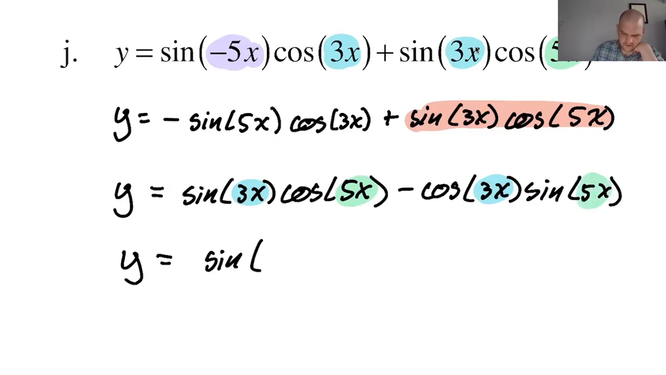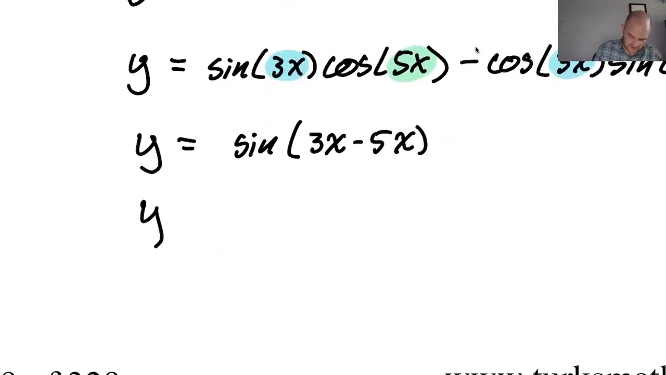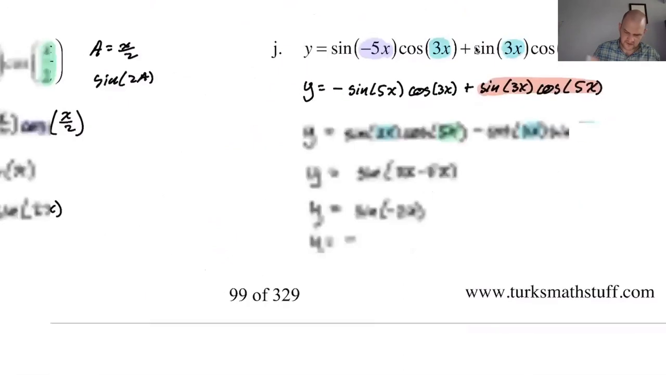All right, so this is going to be the sine of 3x minus 5x, which is not a problem. That's the sine of negative 2x. And then we're not going to leave that. We're going to use the fact that sine is odd to say it's the negative of the sine of 2x. So that's going to be our final answer.